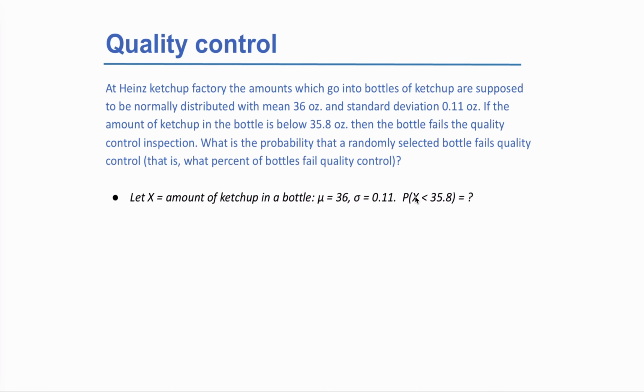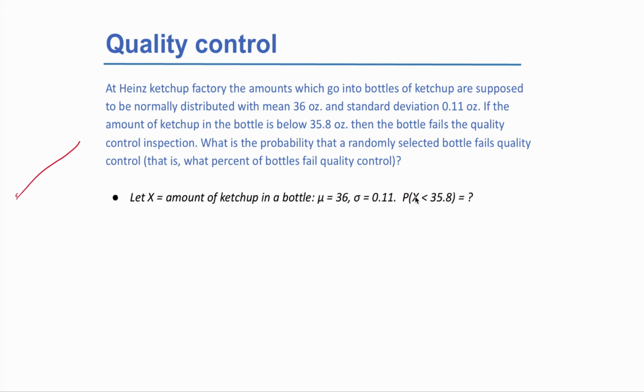At the Heinz Ketchup Factory, the amounts which go into bottles of ketchup are supposed to be normally distributed with a mean of 36 ounces and a standard deviation of 0.11 ounces. If the amount of ketchup in the bottle is below 35.8 ounces, then the bottle fails the quality control inspection. What is the probability that a randomly selected bottle fails the quality control? That is, what percentage of bottles fail quality control?